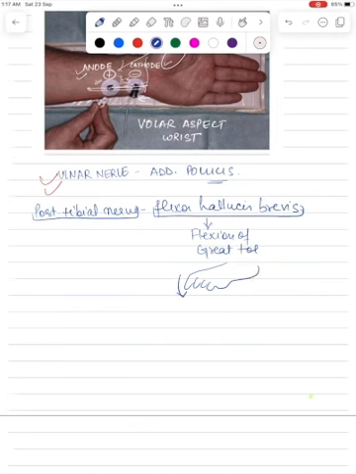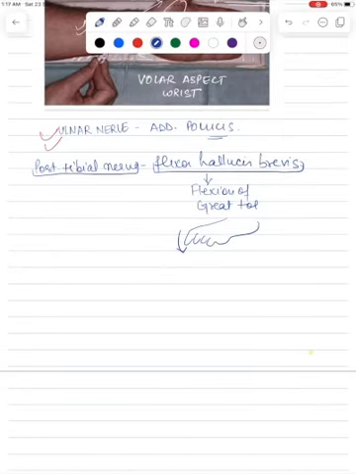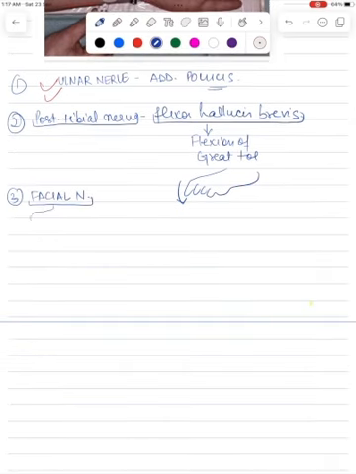So the third nerve muscle unit that can be used is the facial nerve. Due to stimulation of the facial nerve, you can actually record evoked responses in two different muscles. First is the orbicularis oculi. The other is corrugator supercilii.